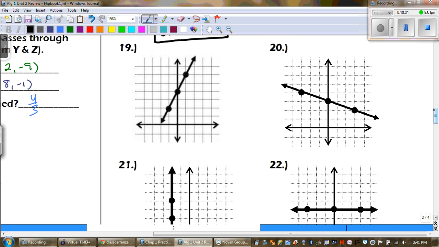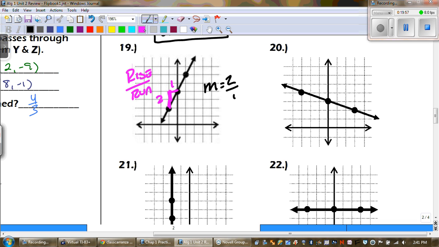Now, for number 19, 20, let's just do these together. What they want you to do is to count the slope. It's rise over run. For this one, we go up 2 over 1. So our slope is 2. Okay, you could also say 2 over 1. Either one, it doesn't matter.